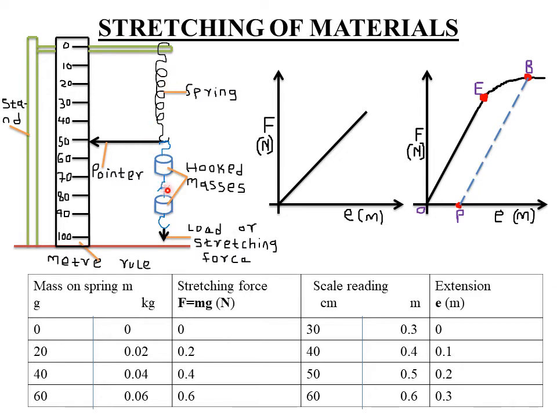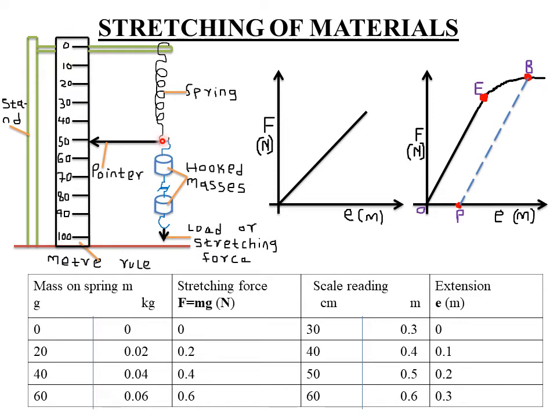Then we also need 20-gram masses. So these are what we are calling our 20-gram mass. This is also a 20-gram mass. So in this experiment, the first procedure is to arrange the apparatus as shown below. That is, you hold the ruler upright, of course, with the 0 mark upwards, and the spring also in position, of course, with a hook.